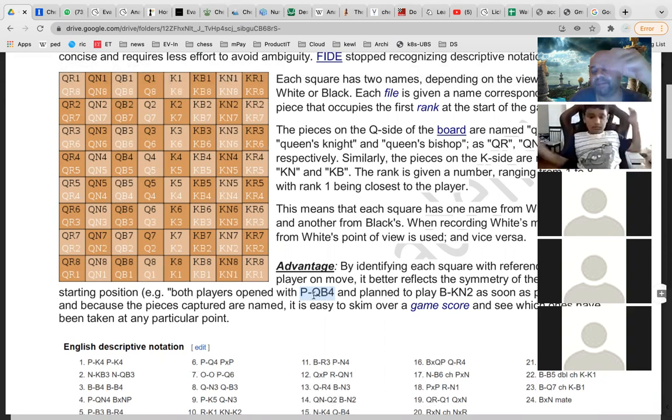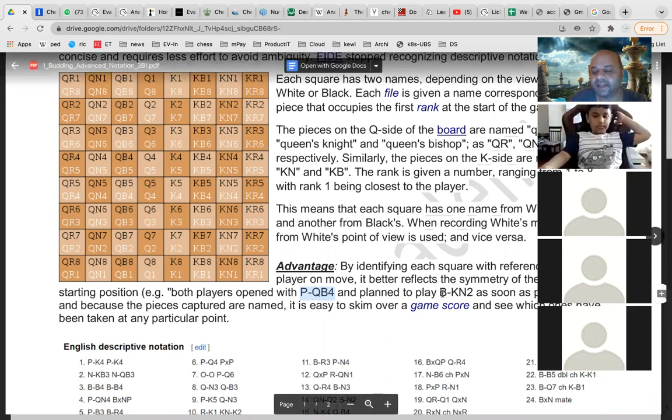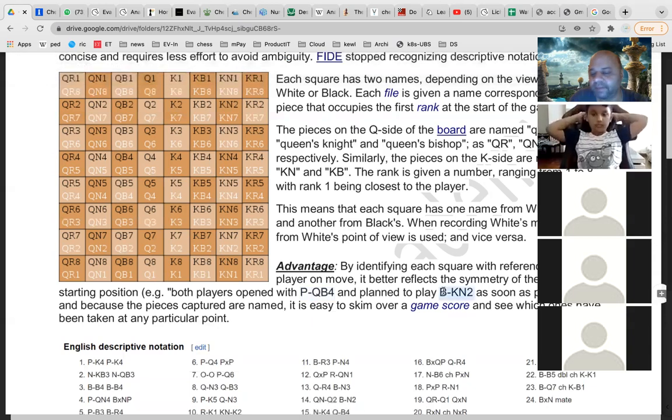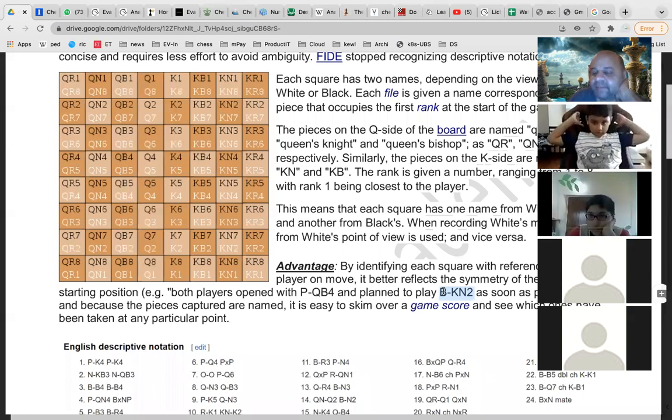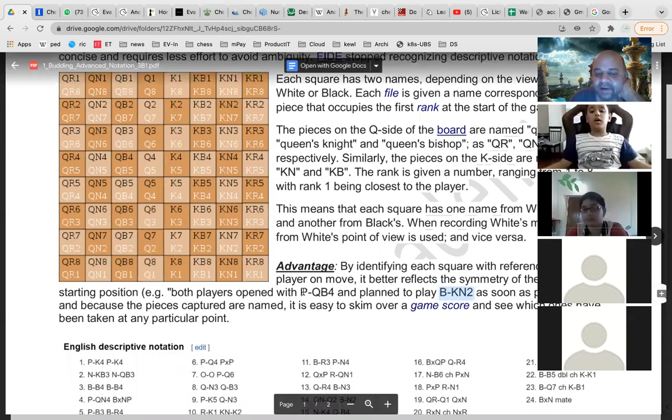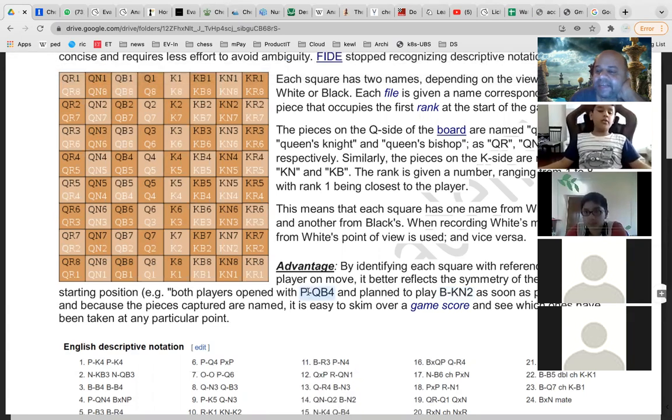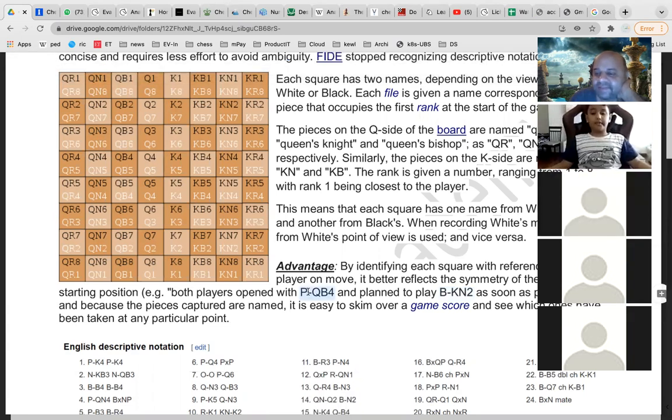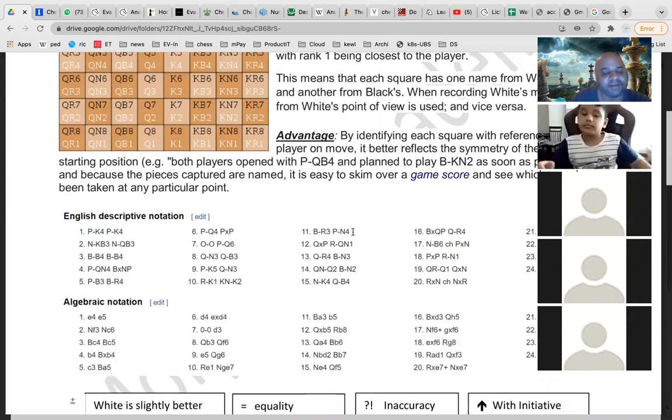In algebraic notation, for the pawn we never write P, right? All other pieces we write. The other letters remain the same. B is for bishop, N is for knight, K is for king, Q is for queen, R is for rook. Everything else is the same. Only for the pawn we explicitly write P. So we will see an example.